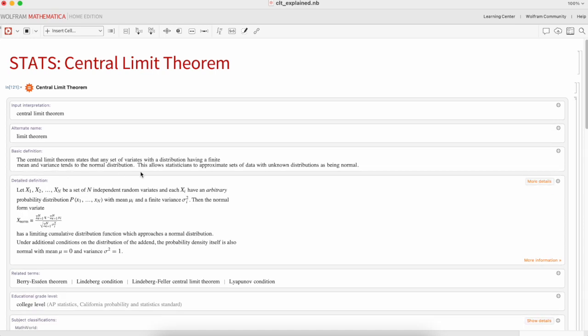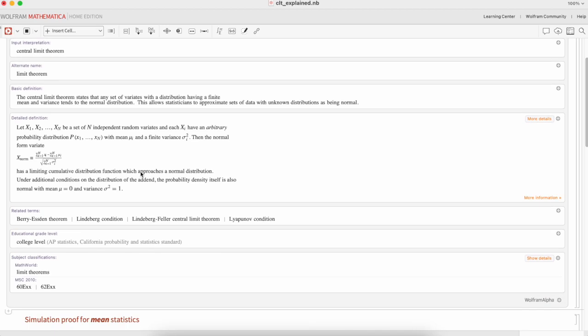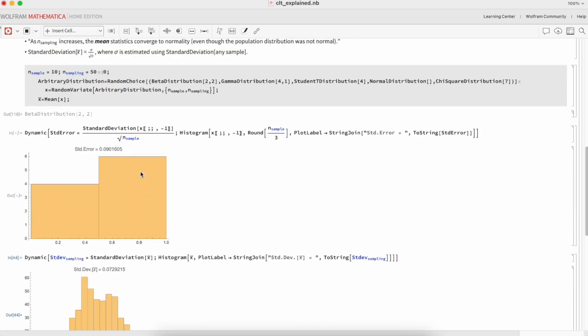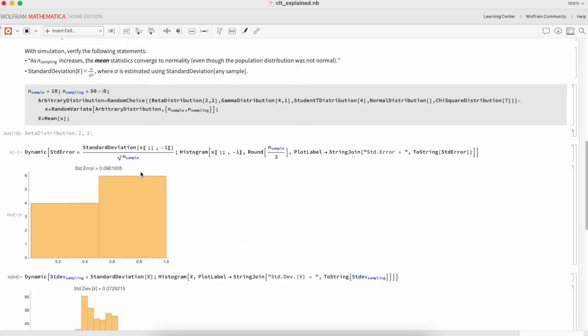The central limit theorem states that any set of random variates with a distribution having a finite mean and variance tends to the normal distribution. What does it actually mean? A very quick way to look at it is by using a simulation. Let's say we are conducting a statistical experiment with a sample size of 10, and we are able to conduct it as many times as we want. All right, let's say we conduct it 50 times.